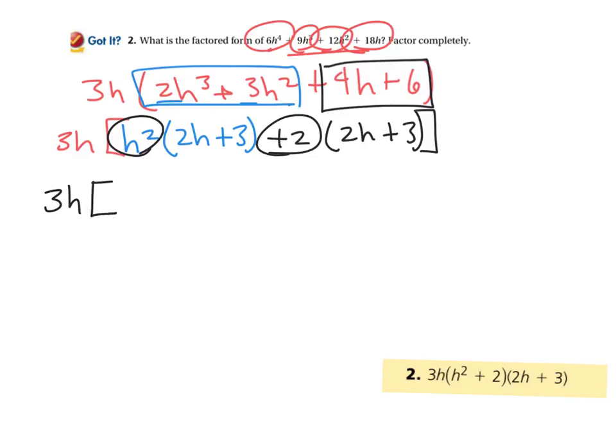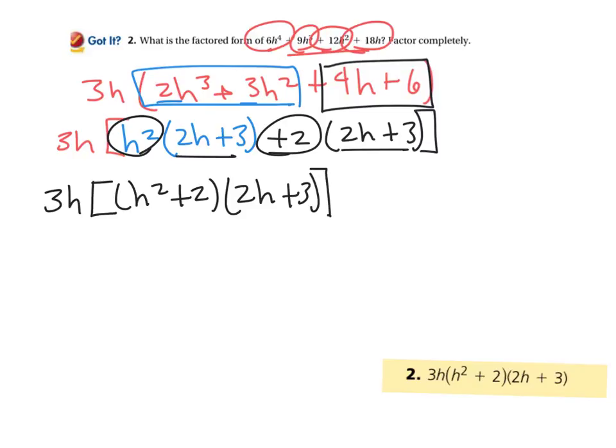Those first two, those greatest common factors, get put in their own parentheses, h squared plus 2. And then the other one, the common one, gets put into its own, 2h plus 3. And that's it, fully factored. Now, if you want to drop this set of brackets, everything outside, you don't need it because it's just multiplication straight across. So really, it could look like this: 3h times h squared plus 2 times 2h plus 3.